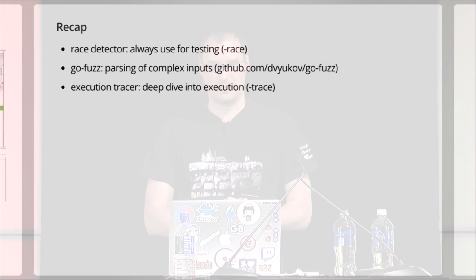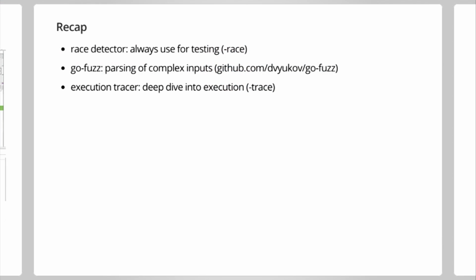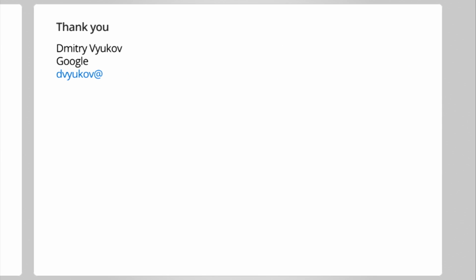So to recap, the race detector is an essential tool for any concurrent code, that is for all of the Go code. So use it. GoFuzz is for parsing of complex inputs. Try it. And the execution tracer is a deep dive into execution, and it will be available in 1.5. But if you want to try it now, it's already on tip, so you can check out tip and try it there. Thank you. I'm ready to take any questions.